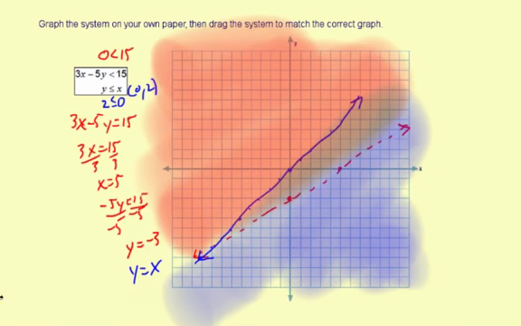Now the solution space is the shaded area that's in common to both. And that is this part right here, highlighted in green. So all the points that are in the shaded region form the solution to the system of inequalities that are shown here.